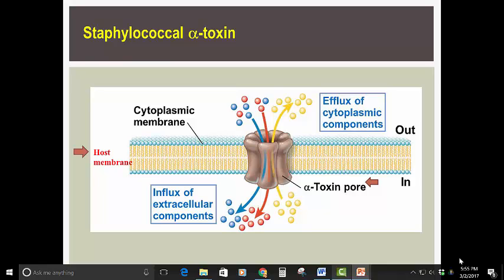The figure shows the host cell membrane. As you can see from this figure, it forms a pore or a hole in the cytoplasmic membrane of its host, allowing the influx of extracellular material and efflux of intracellular material, releasing the contents of the cell. The infected host cells eventually swell and lyse.